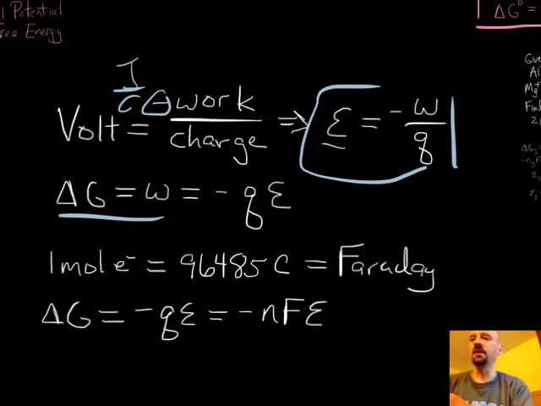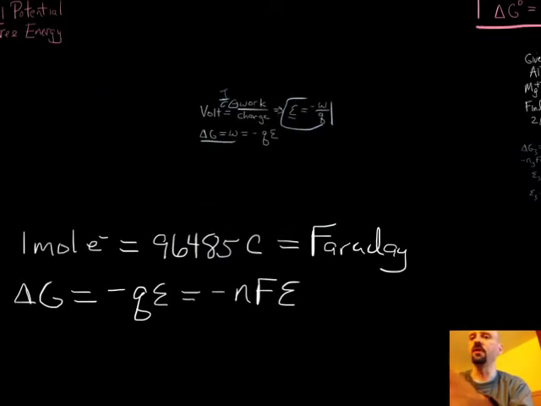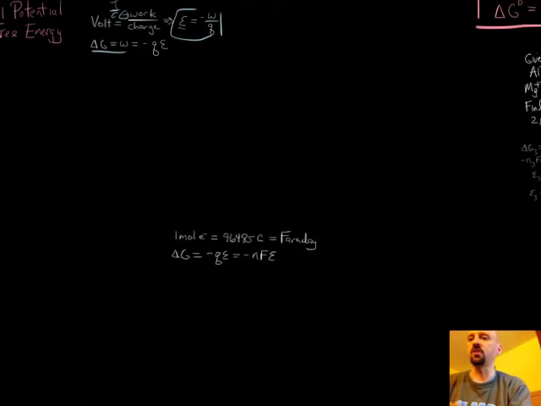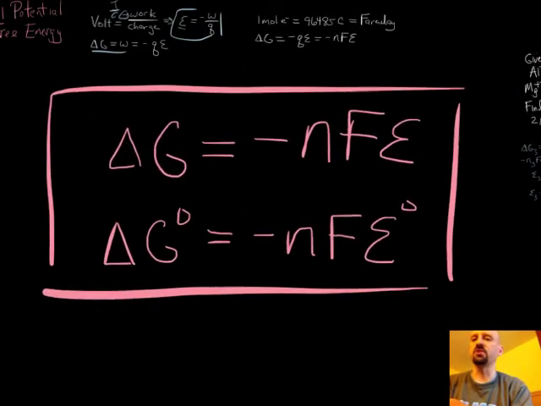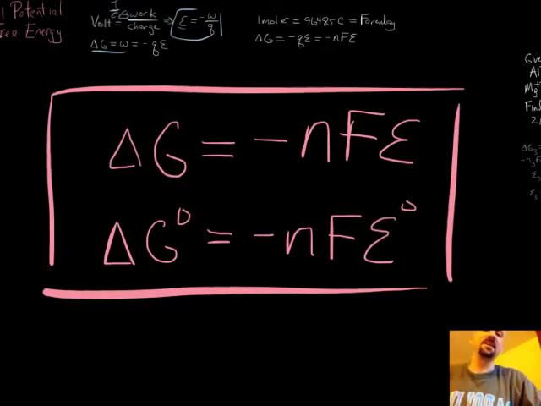Alright, and so all of that allows us to ultimately have the grand relationship that I'm going to show here in a box: the free energy, delta G, is equal to negative nF times E, the cell potential. And we have this equation in two different forms: at non-standard states, without the little superscript 0, or at standard states with the superscript 0. So delta G equals negative nF times the cell potential. Alright, let's take a look at an application of this.